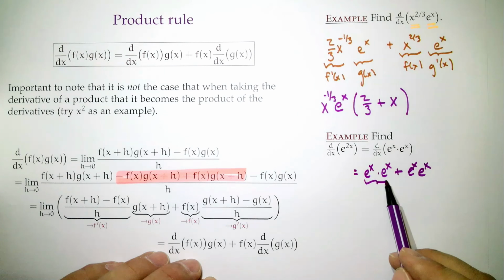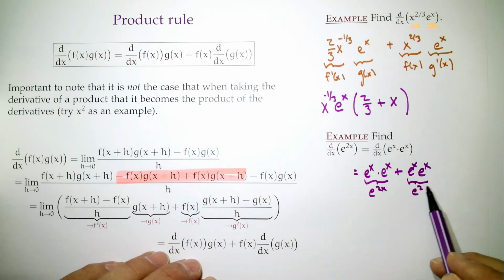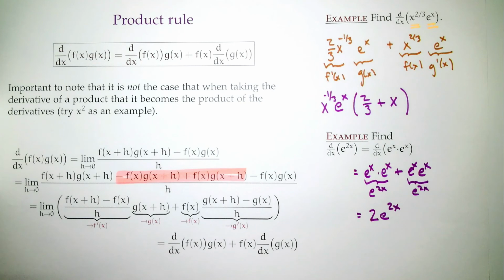Well, the first term is e to the 2x, and the second term is e to the 2x, which means that we'll end up with 2 of these. So, when we take the derivative of e to the 2x, it becomes 2 times e to the 2x. Well, that's interesting. I'm curious if there's something going on there. I suspect there might be.